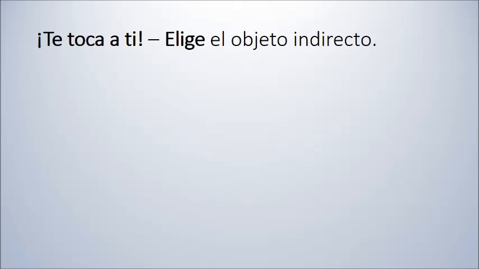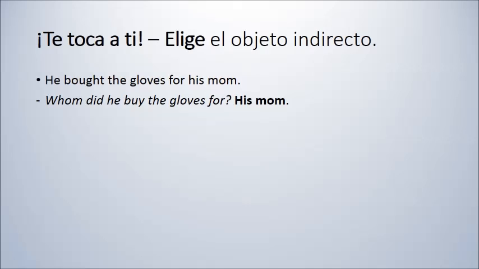Ahora te toca a ti. Choose the indirect object in each of these sentences. He bought the gloves for his mom. The indirect object is his mom, because she answers the question, whom did he buy the gloves for?